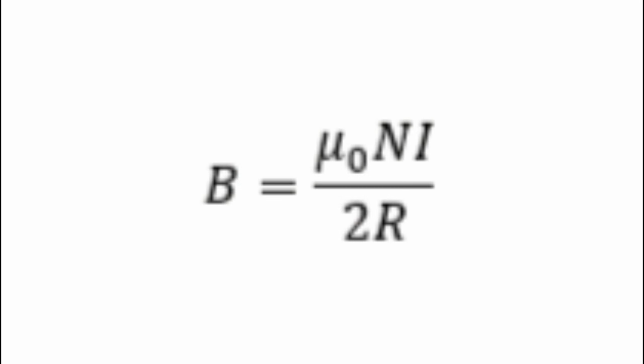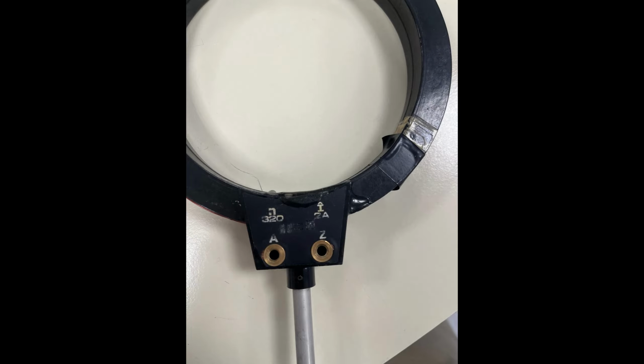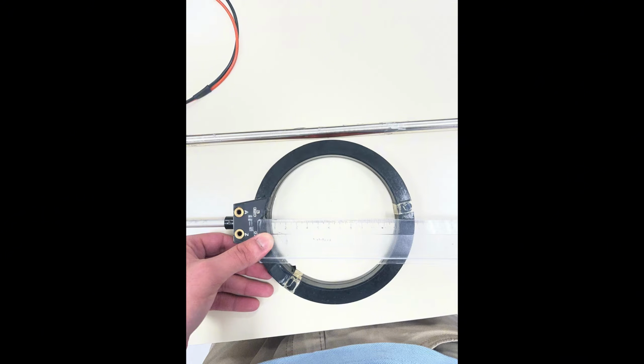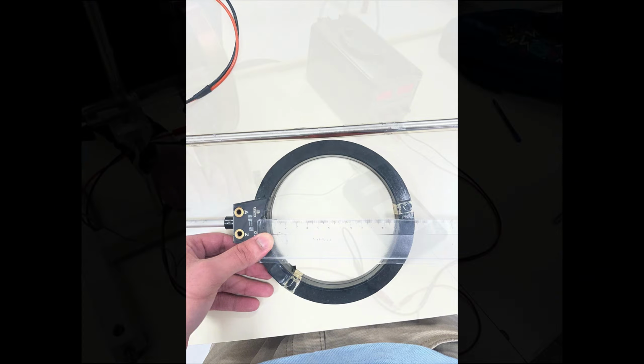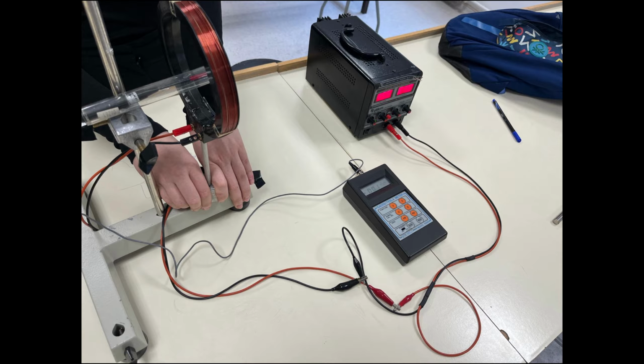According to the PHYS102 law, the magnetic field B at the center of a circular coil is given by B equals mu zero times N times current over 2R. In my setup, I used a 320 turn coil with a radius of 6.25 centimeters. I connected this to a DC power supplier and used a magnetic field sensor to take measurements at the center.